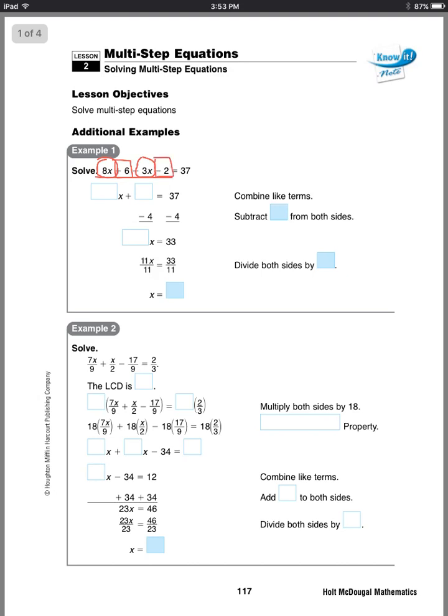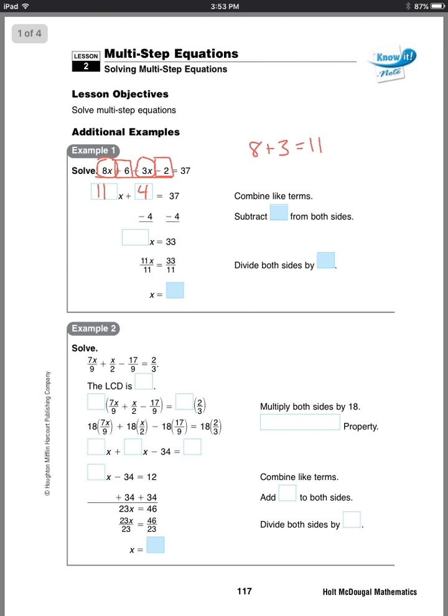So we're going to look at 8x and 3x, and we're going to add our coefficients and get 11. Remember, the x stays the same. And then we're going to combine our constants. In this case, it's 6 minus 2, which is 4. Now we're at a two-step equation.